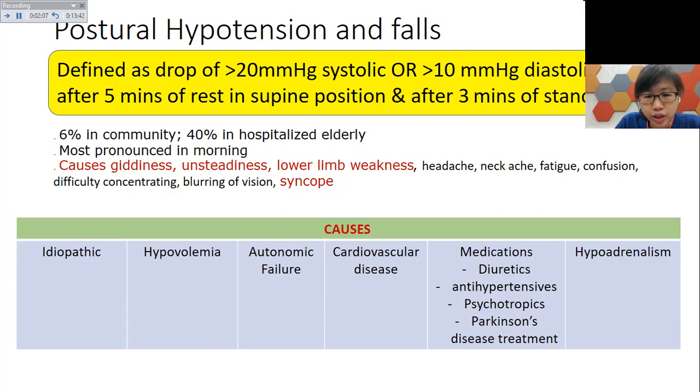Now, I'd like to hand over to Dr. Tan to take you through how rheumatic diseases lead to falls. Dr. Tan, please.